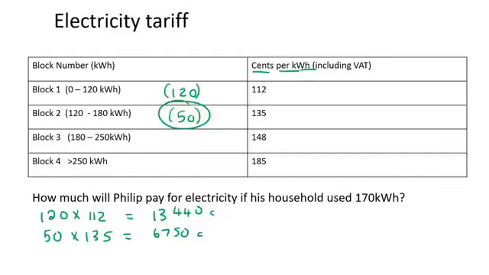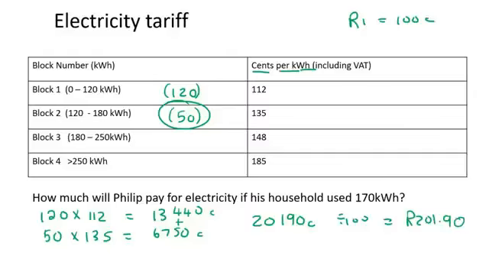Okay, and so if you had to add these two numbers together, you end up with 20,190 cents. But now, when we give the total, you want to give it in rand. So remember that in 1 rand, it's 100 cents. So to go from cents to rand, you divide by 100. And so there we get 201 rand. When it just says 0.9 like that on your calculator, you must always say 0.90. Okay, like that. So that is how much Philip will pay.